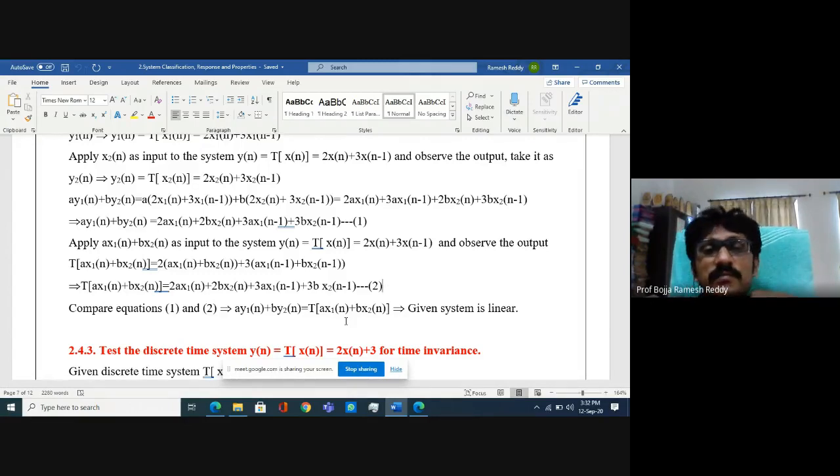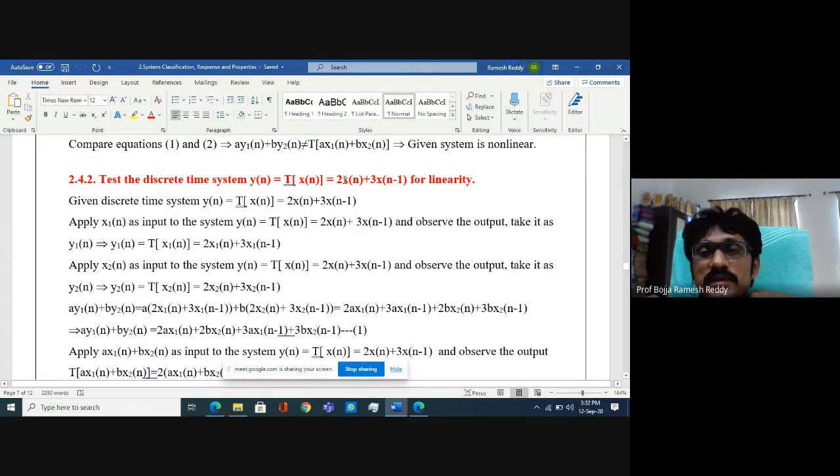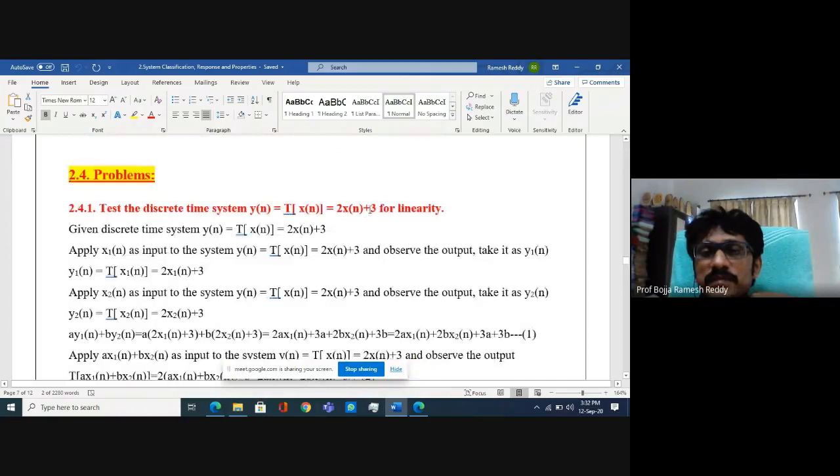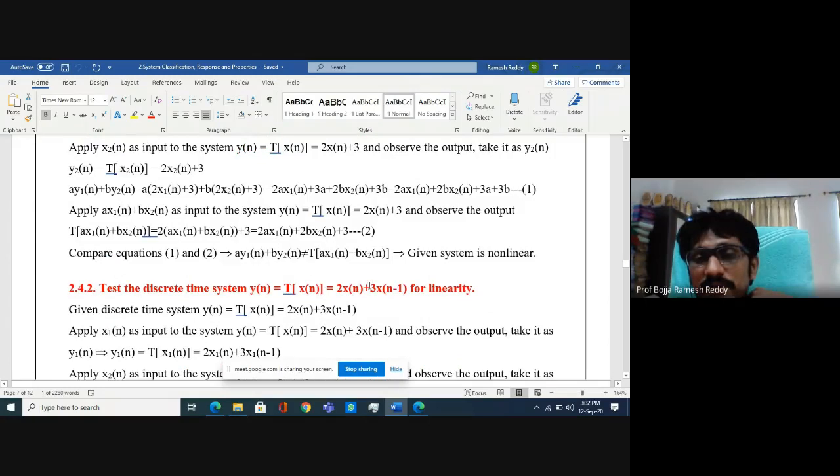It is a linear system because a constant term is not included in the second system. Here a constant like +3 in the previous case, +3 is a constant where the output is constant. Because of that constant only, the system is non-linear, but this system does not include a constant. Here 3 times x of n minus 1 shows past input; present input and past inputs are included. That's why it is a linear system. This is the procedure we have to follow.